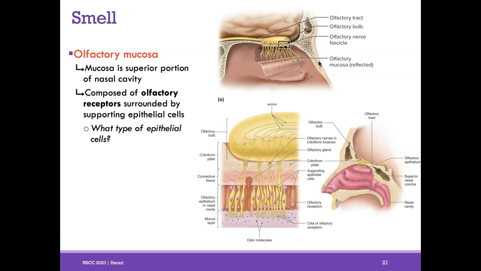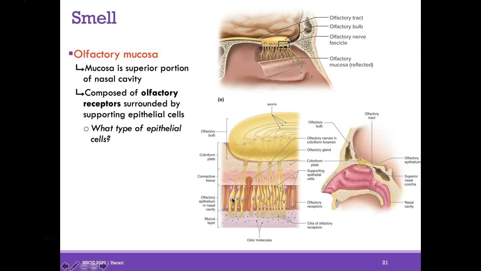Right? And we know that it's pseudostratified, ciliated, columnar epithelium, overlaying loose connective tissue. And this is exactly what this olfactory mucosa is. Right? So that's this question. So the mucosa is composed of olfactory receptors. So this is the mucosa.